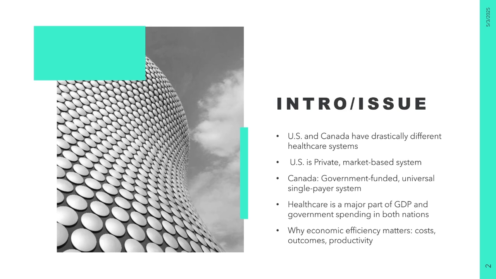So this is the issue. In the US, healthcare is mostly delivered through a market-based system with private insurance companies. In contrast, Canada has a universal healthcare system funded publicly through taxes. While both countries are wealthy and developed, their healthcare outcomes and costs are very different. In this presentation, I'll compare these systems from a macroeconomic perspective, focusing on efficiency, public spending, and productivity.